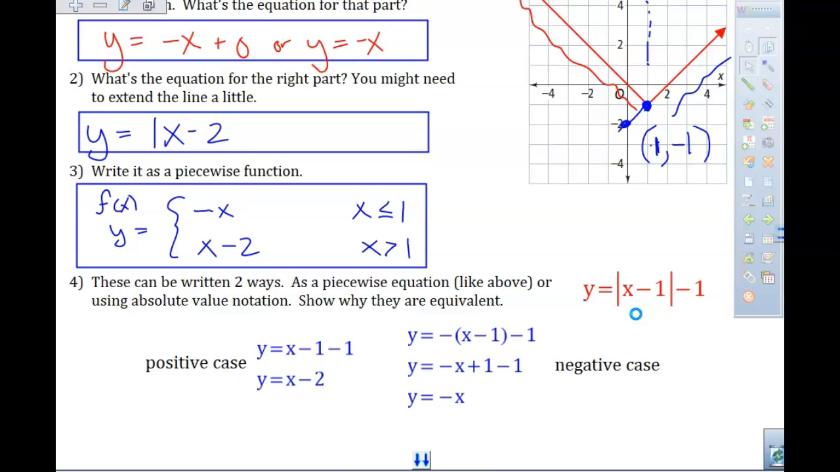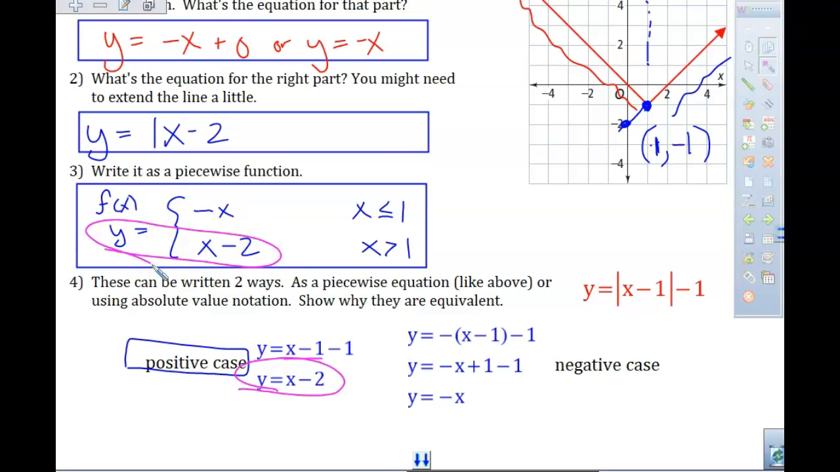So if we look at the positive case of this, notice this is positive, okay? So please write positive case. As we look at that positive case, that means this is positive -1. You combine your like terms on this side, and you get y equals x minus 2. That's this part.